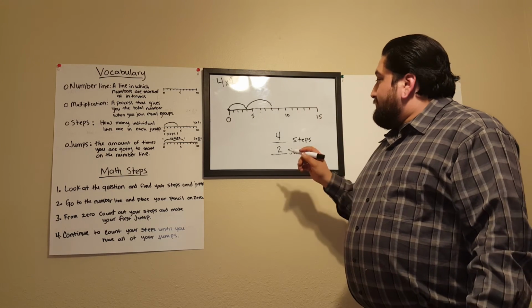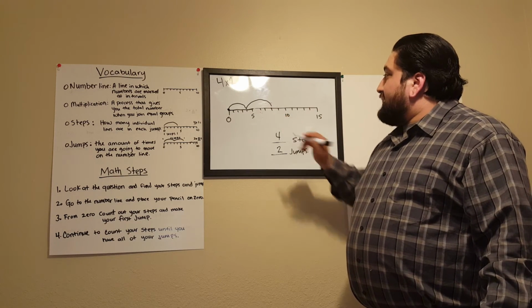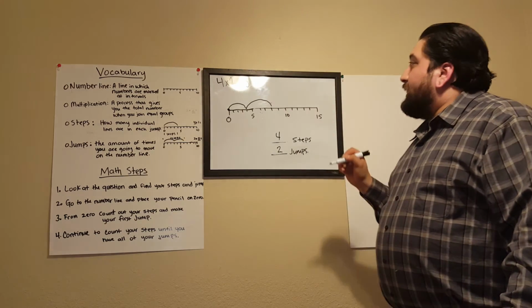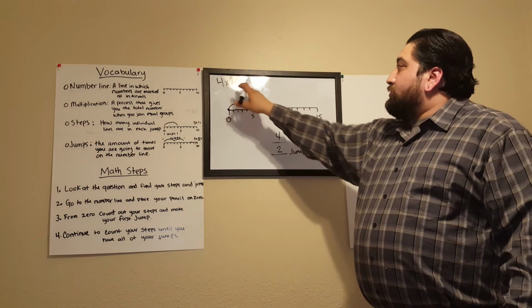And the number we landed on the last jump is 8. So the answer is 8. So 4 times 2 equals 8.